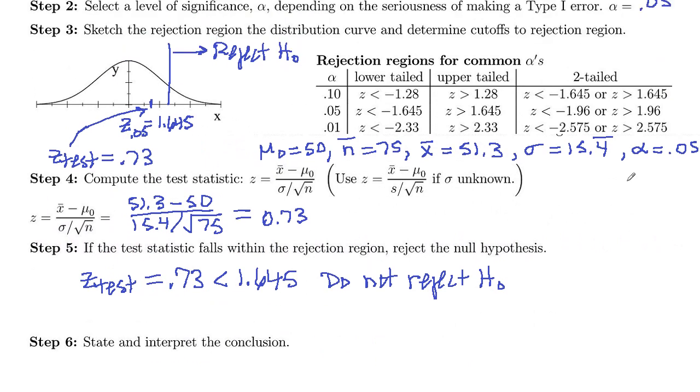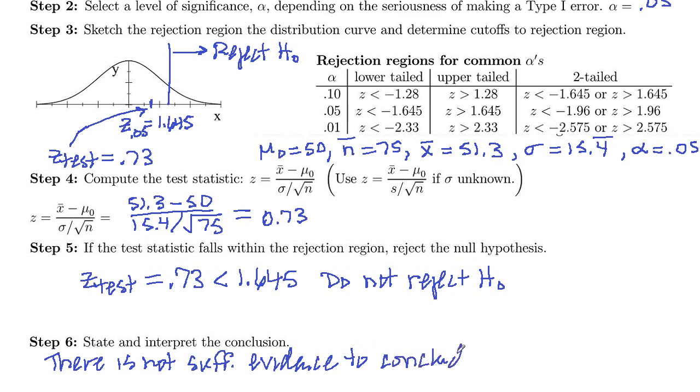And then state and interpret the conclusion. So we would say that there is not sufficient evidence to conclude that the mean is greater than 50. So remember, your interpretation always refers to the alternative hypothesis. So in other words, this is saying the drug doesn't work.